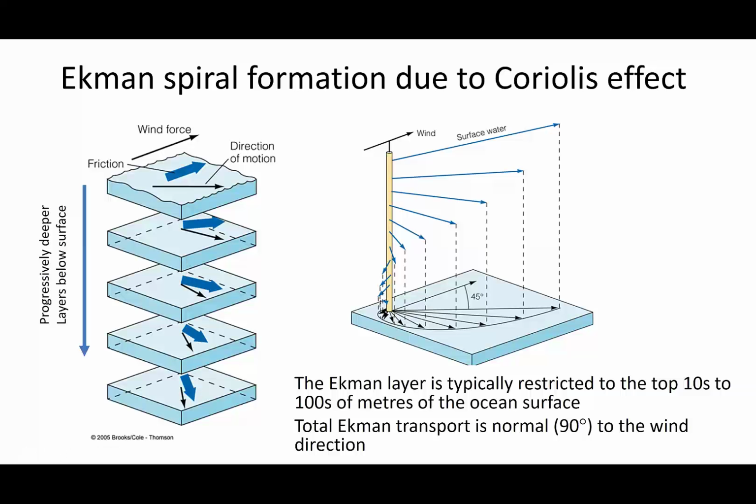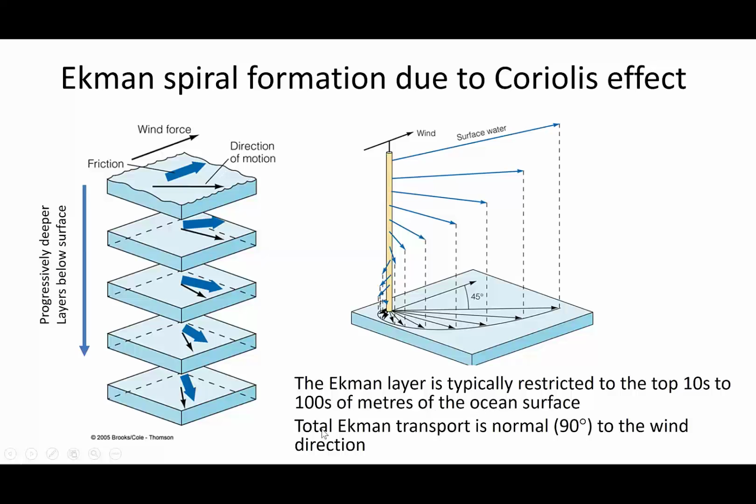So you can imagine that as you move deeper into the ocean with a strong wind blowing here, the motion of the water driven by the wind actually rotates around as you go deeper and deeper. This is known as an Ekman spiral. And the Ekman layer, which is the layer in which these spirals develop, is generally restricted to the top tens to hundreds of meters of the ocean surface, depending on the wind strength. For stronger winds, it'll be deeper. For weaker winds, it'll be shallower.